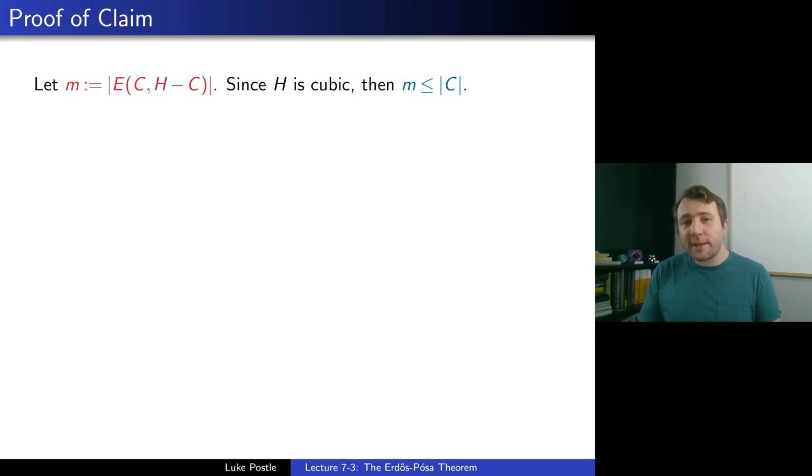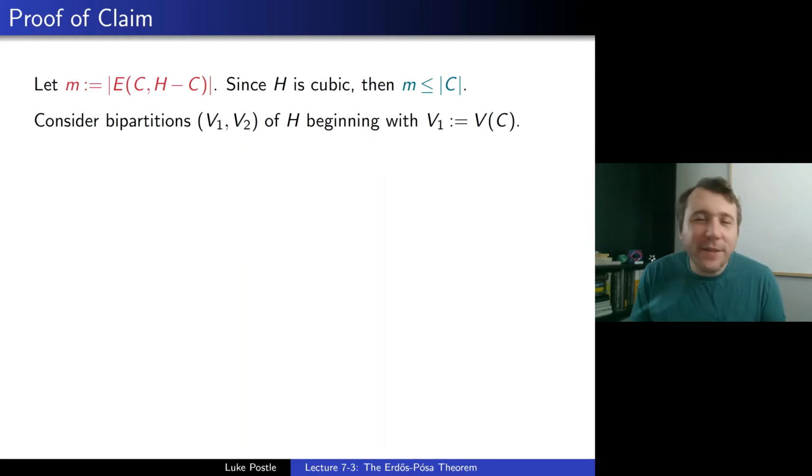All right. So what good is that? Well, now here's this weird proof. We're going to consider bipartitions V1, V2 of H, beginning with V1 being V(C). So we're kind of saying, well, if V2 was really a subdivision of a cubic multigraph with many vertices, we'd be happy, but maybe it's not.